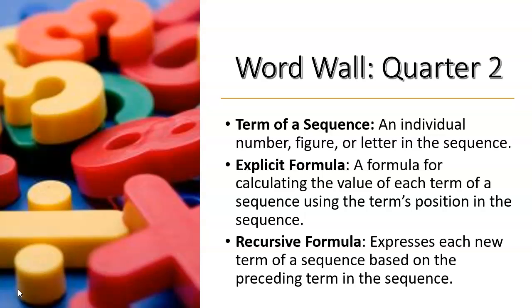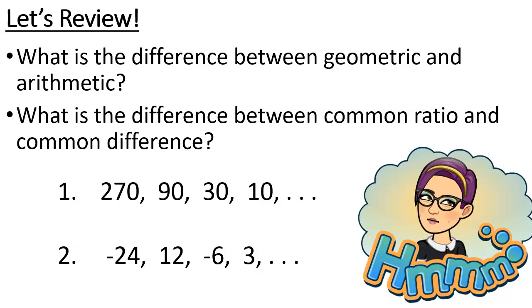All right, so moving on. Let's review from yesterday. So what is the difference between geometric and arithmetic sequences? So hopefully you remember that an arithmetic sequence adds or subtracts a common term. We call that addition or subtraction of a common term the common difference. Whereas a geometric sequence multiplies or divides a common term, and we call that the common ratio.